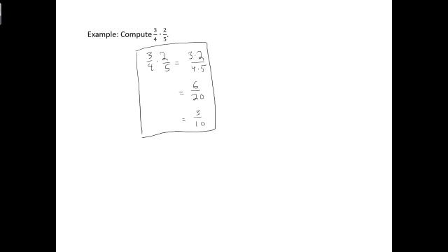Example, compute 3/4 times 2/5. 3/4 times 2/5. We multiply straight across. 3 times 2 over 4 times 5. 6 over 20, and this happens to reduce to 3/10. Now, if you're familiar with reducing before multiplying, that's okay. I'm not going to demonstrate it here, but it is something that many people know how to do, and it's not wrong, although it can be very messy if you're not careful with your writing.